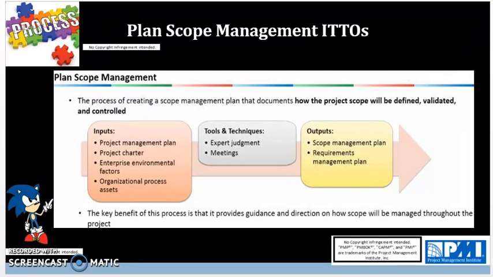Now, the ITTOs here, inputs, tools, techniques, and outputs for plan scope management are as follows. For inputs, we have the project management plan, the project charter, enterprise environmental factors, which are things that are outside of the project management team, such as government regulations, company culture, and industry standards. Organizational process assets are standard organizational policies and procedures for managing scope. Historical lessons learned or information tied to scope planning are also part of the OPAs.